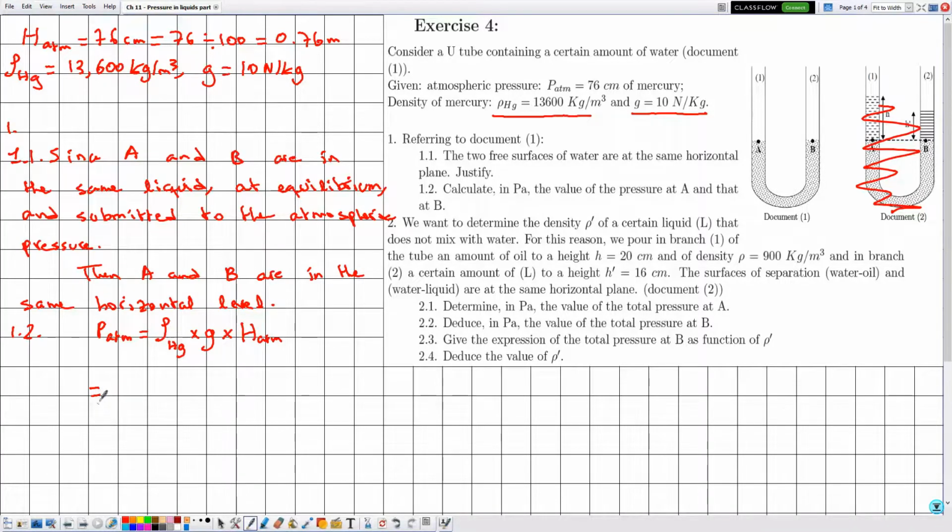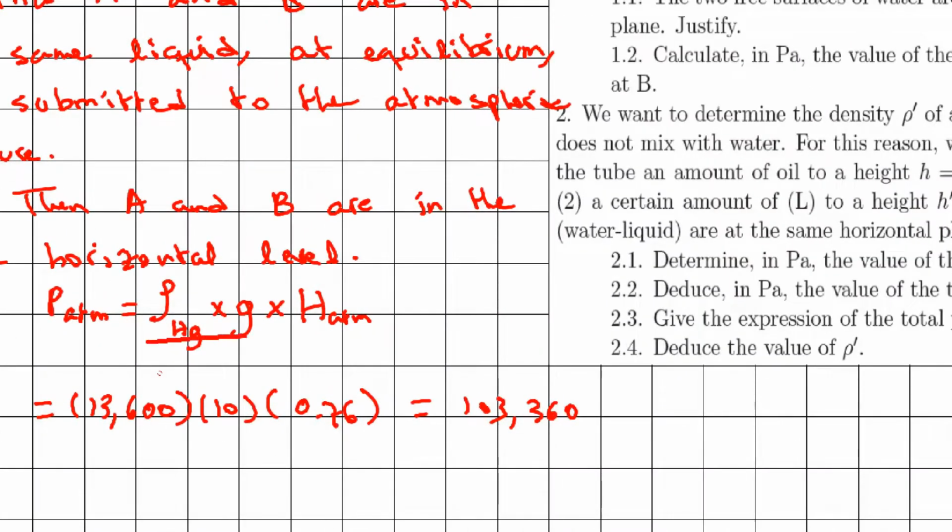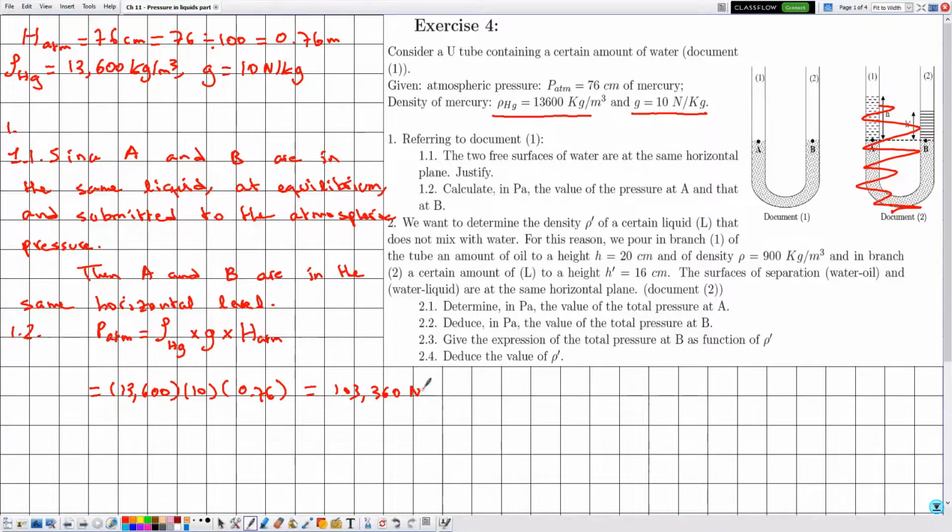Now the density of mercury in the SI is given by 13,600, and the value of G is given by 10, and the value of the atmospheric height is given by 0.76. Now plugging this on the calculator, then the value of the atmospheric pressure is given by 103,360. Since all of these quantities are expressed in the SI, the value of the atmospheric pressure will be in the SI, which is Newton per meter square, and this unit is usually denoted by Pascal. Then the atmospheric pressure is given by 103,360 Pascal.